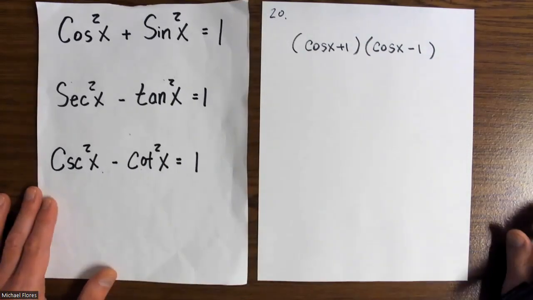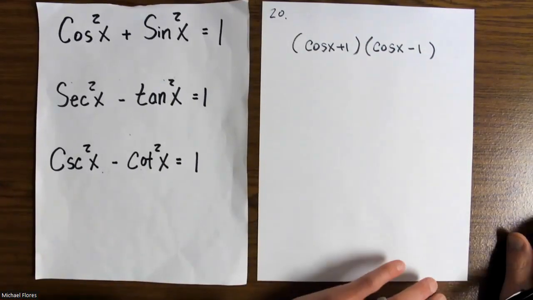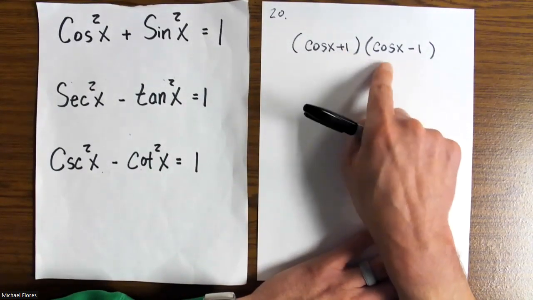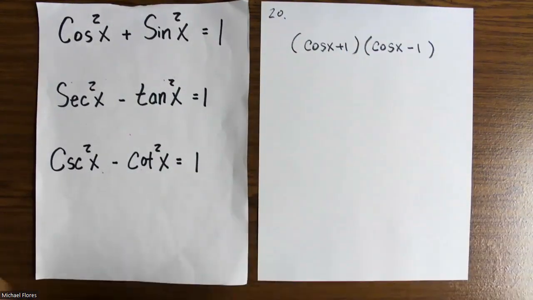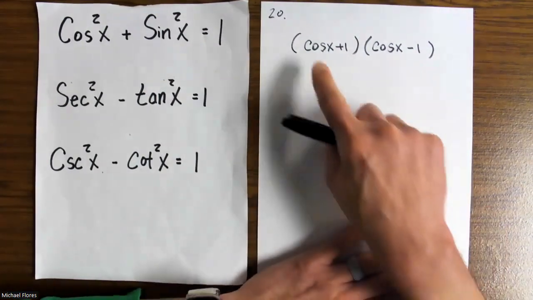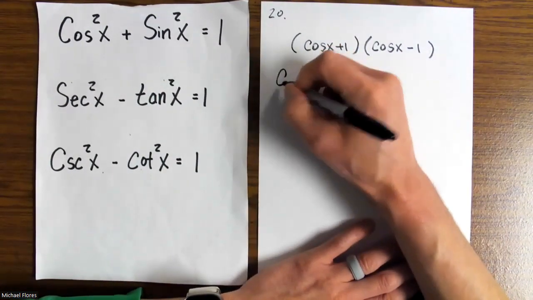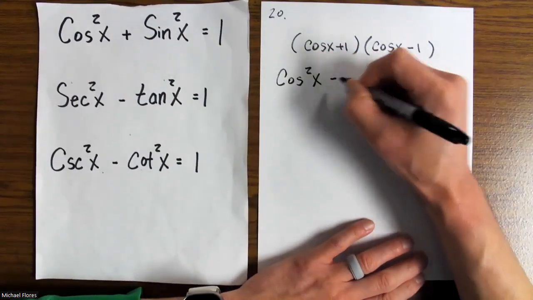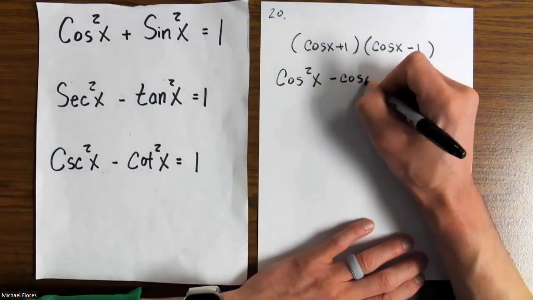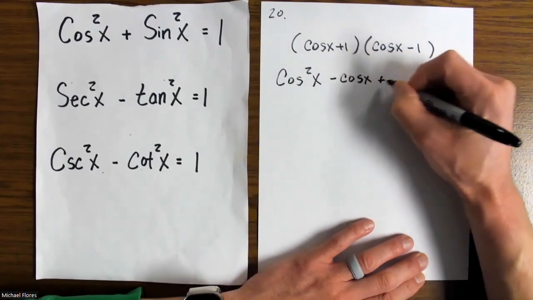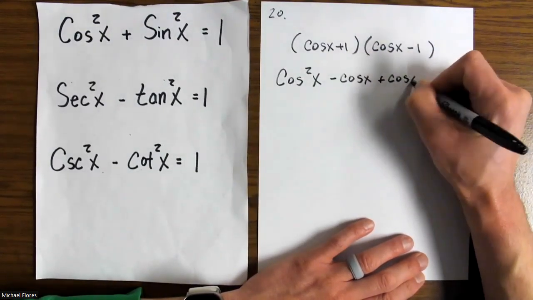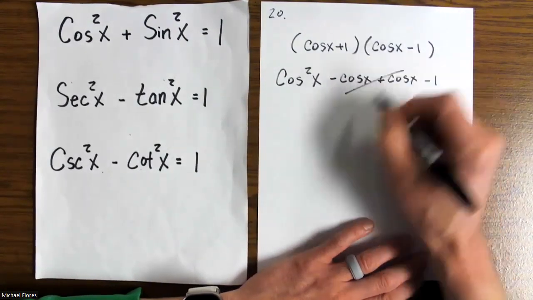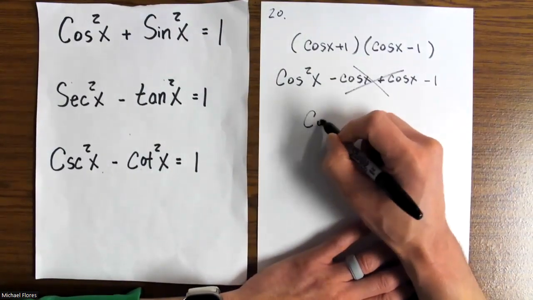Looking at example 20, do not substitute. Don't think that these are Pythagorean identities yet. This is cosine that is not being squared, as is this one. So nothing to do with the Pythagorean identity for now. Let's FOIL this. Cosine times cosine. Cosine times negative 1. 1 times cosine. 1 times negative 1. Now these middle terms cancel one another out, leaving us with this.